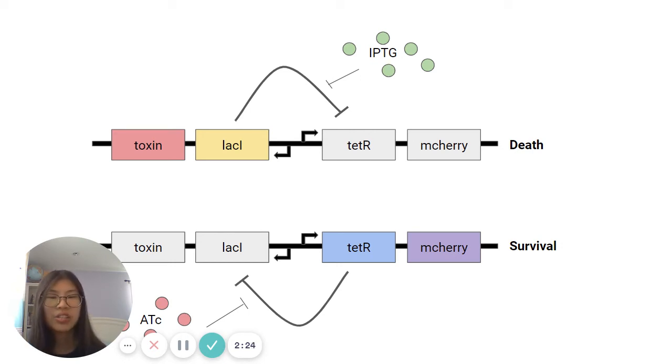And so to briefly explain the different parts of each component, we have something called TET-R and LAC-I, and these are repressor proteins. That basically means that when they are expressed, they will inhibit the expression of another gene. While mCherry is a fluorescence gene, where if it's expressed, it will emit a red light that can be detected. And IPTG and ATC are induction molecules, which means the presence of them in our system, where we can add them or remove them, can lead to a change in state.